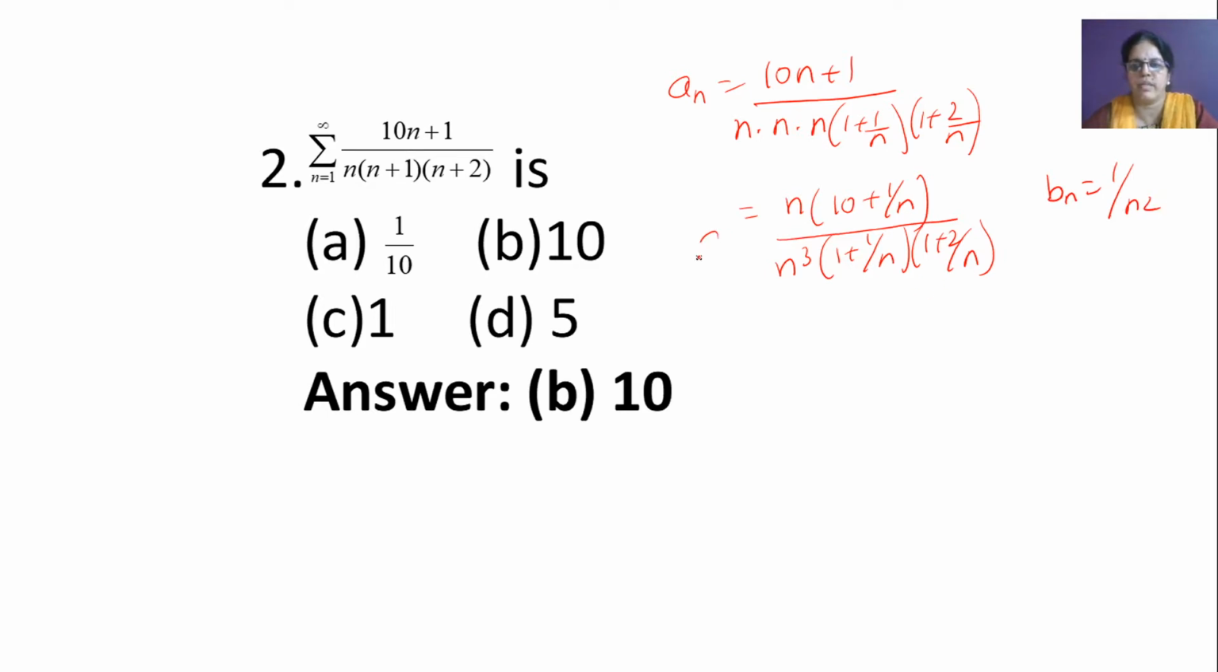Now if you divide an and bn, limit n tends to infinity, an by bn, it gives us this divided by this. So it is 10 into 1 plus 0 by 1 plus 0 into 1 plus 0, the limit equal to 10. Therefore we can see that it converges to 10, and sigma bn is convergent because p equal to 2 greater than 1. So actually this series converges, and it converges to 10.